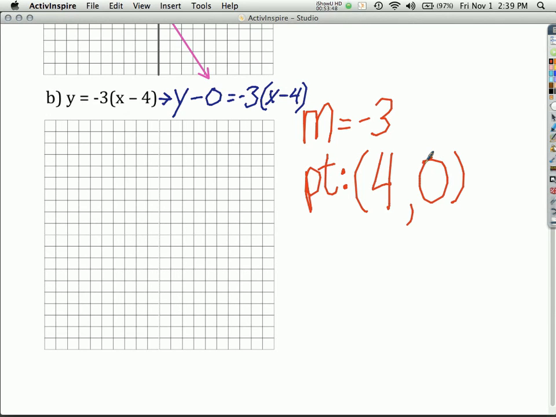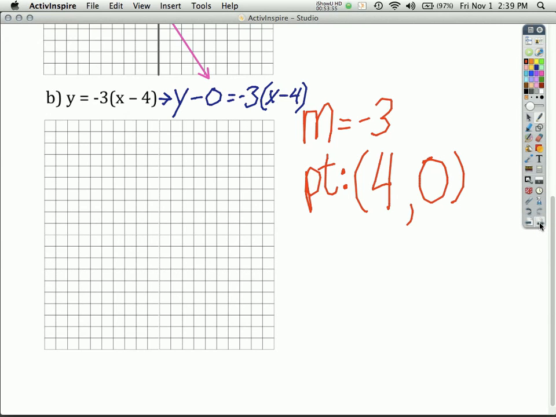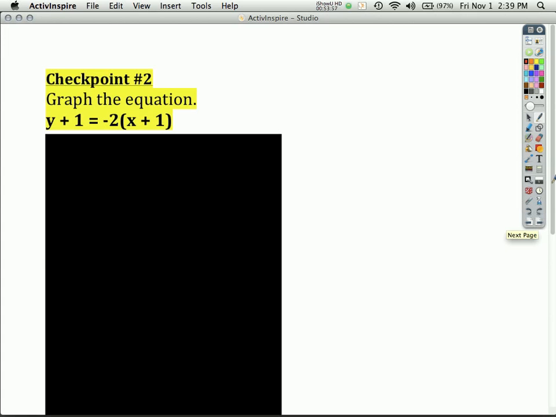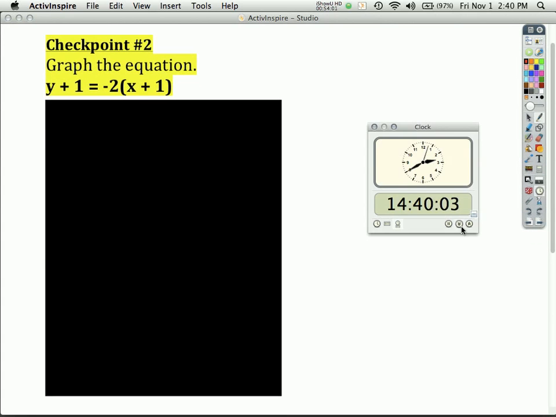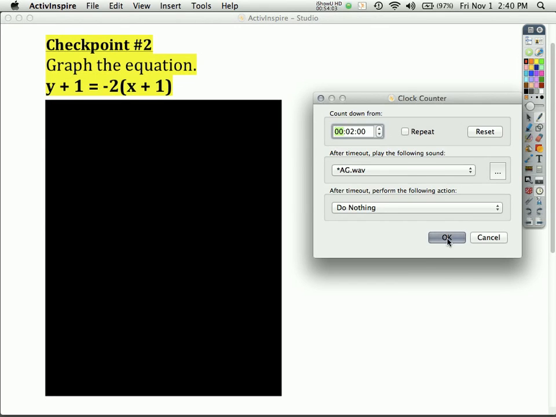Comments, questions on how we did that? Comments, questions? Okay, let's see how you do on your own. Checkpoint number 2. Graph this one. You got 2 minutes.